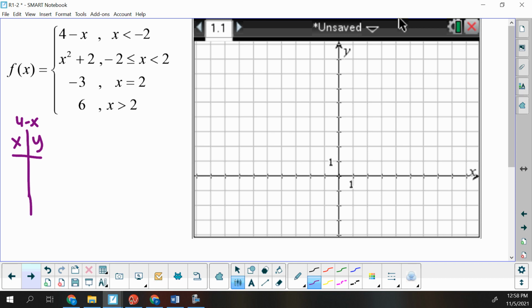We'll do for the 4 minus x. Well, we want x is less than negative 2. So let's put negative 2 as the first value. Because it's just less than, we need to put an open circle next to it. We want less than negative 2, so pick a few values that are less than negative 2. Negative 3, negative 4, negative 5. We could have kept going, so let's draw an arrow there to remind us that we need to put an arrow when we plot that point at negative 5.